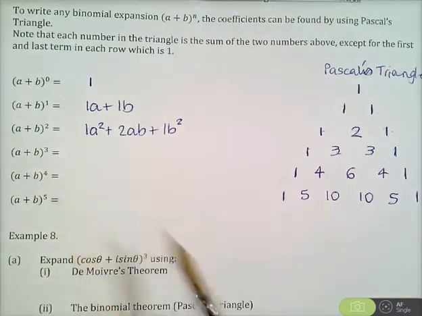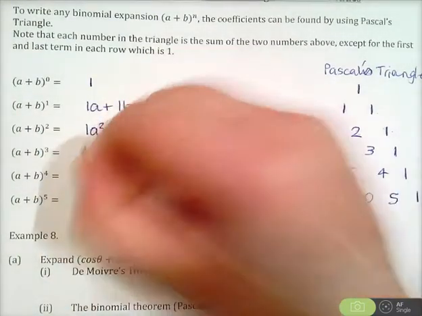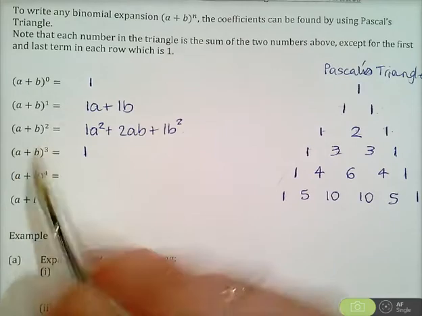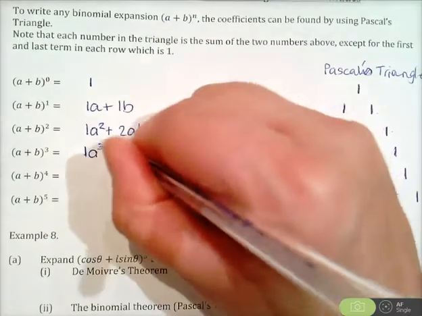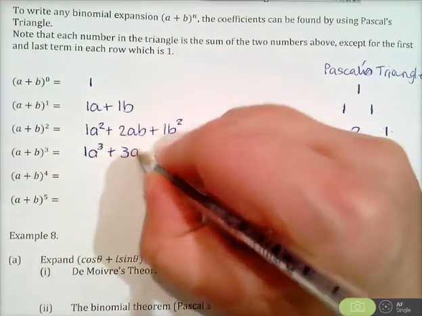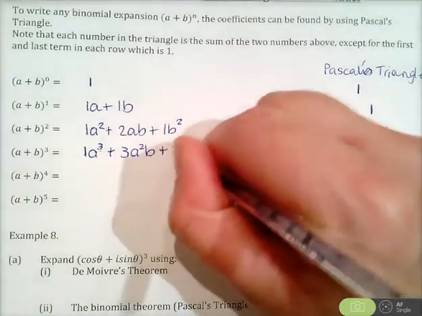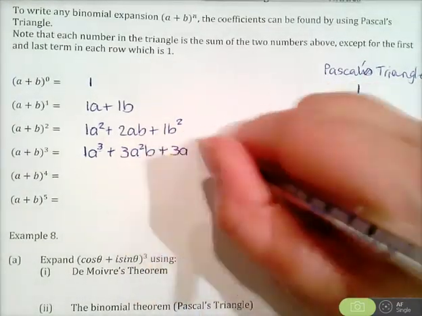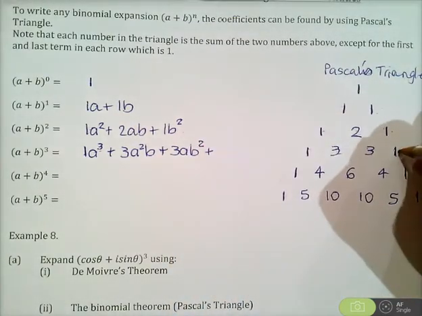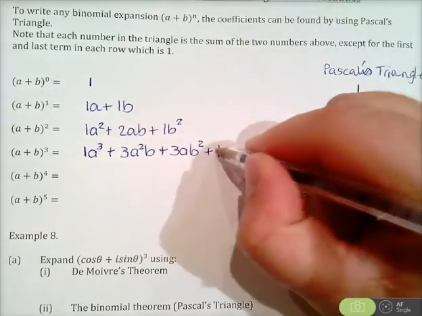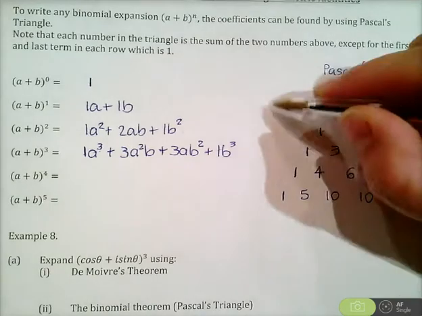Same thing with the expansion of (a + b) cubed. The coefficients will be 1, 3, 3, and 1, so you'll get 4 terms. The first term will be the highest power of a, which is a cubed, plus the coefficient of the next term, which is 3. Then we drop one power of a to get a squared and introduce one power of b. Next coefficient is 3. Drop a power of a and you get a, and introduce another power of b, you get b squared. And the last coefficient is 1, and you drop one power of a and go up one power of b, and you get 1b cubed.